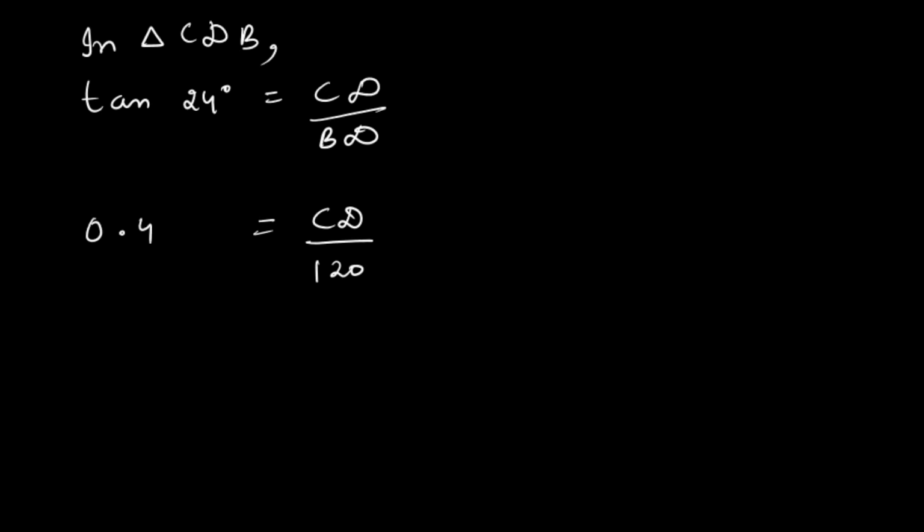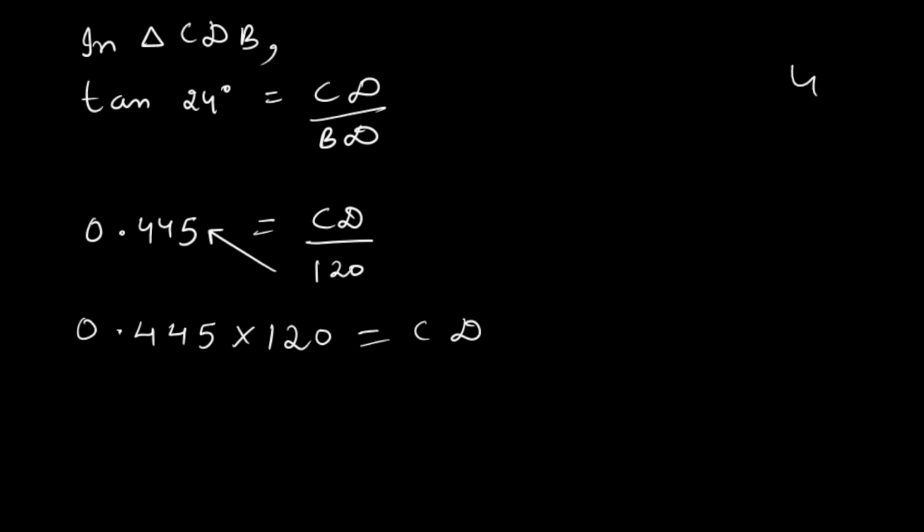0.445. We'll multiply it with 120 and we'll get the value of CD. 0.445 into 120 is equal to CD. Just multiply this and tell me the answer. 445 into 120. 53.42. Okay, so 53.42 meter. So CD is equal to 53.42.